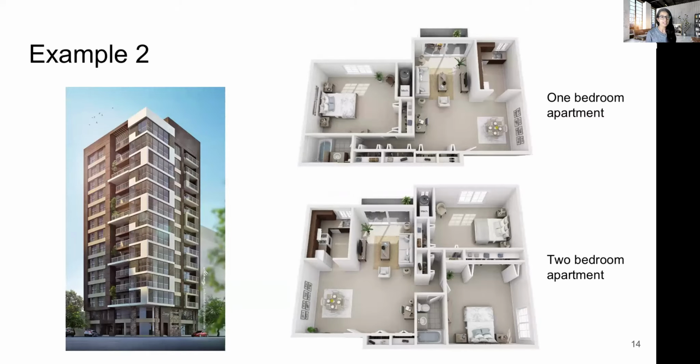Another example is an apartment building. An apartment building like this is usually composed of only a certain type of apartments, like one bedroom and two bedroom apartments. In this case, this whole building is just composed of these two layouts. And so we can think of representing the map of this building as just compositions of these two layouts.